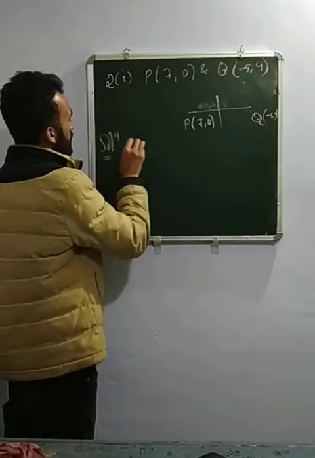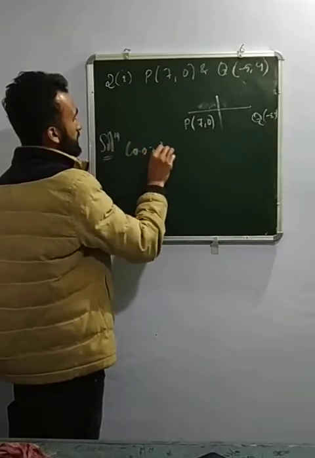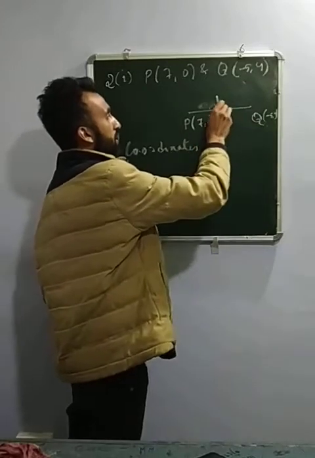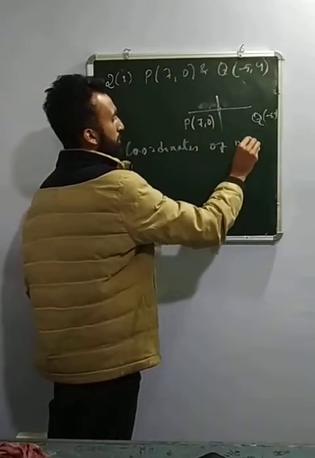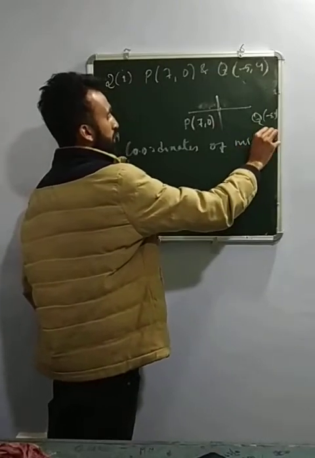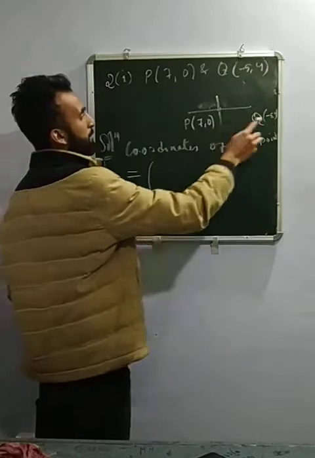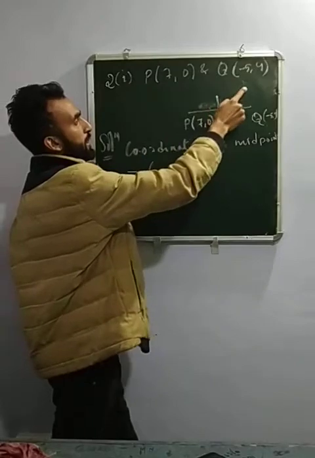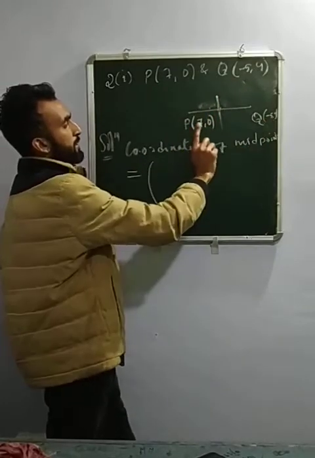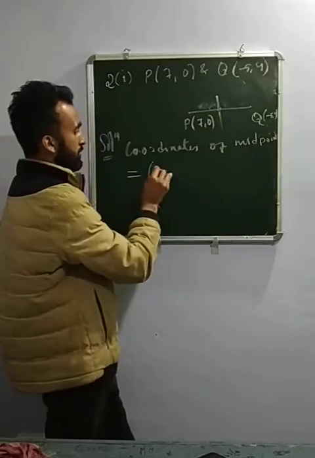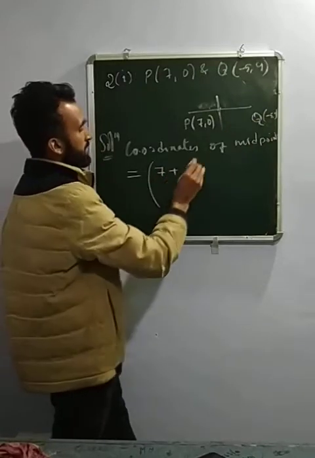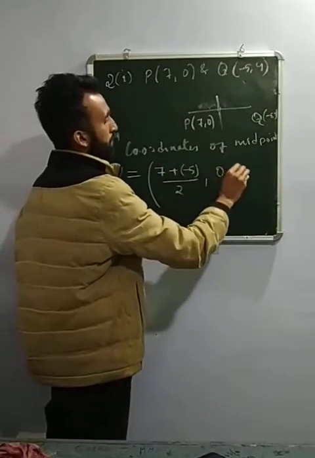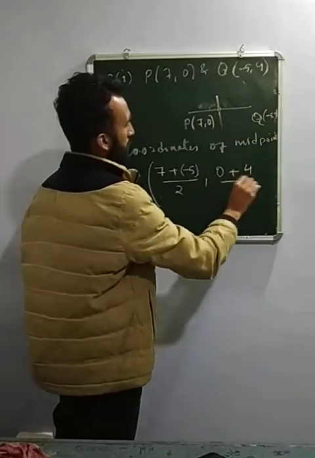Solution, what will you write? Coordinates of midpoint. Coordinates means x coordinate and y coordinate of this midpoint. Coordinates of midpoint is equal to, add the endpoints and divide by 2. Remember, x1 plus x2 divided by 2, comma, y1 plus y2 divided by 2. So I'll just write 7 plus, what is next? -5 divided by 2, comma, 0 plus 4 divided by 2.